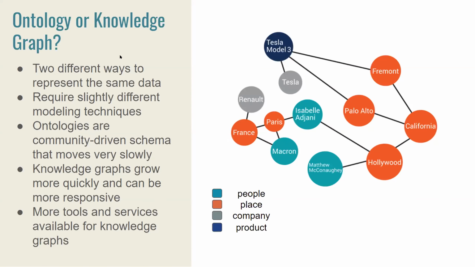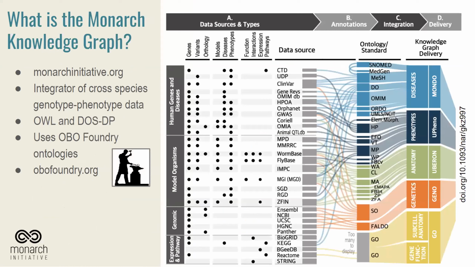And so a knowledge graph, which I'm sure you've heard much more about, is just another way to represent the same type of data. It requires slightly different modeling techniques. While ontologies are community-driven schema that move very slowly, knowledge graphs can grow much more quickly and be much more responsive to user need. And there are far more tools and services available for working with knowledge graphs than with ontologies. The knowledge graph that I'm going to focus on today is the Monarch knowledge graph, and you can interact with this graph at monarchinitiative.org.